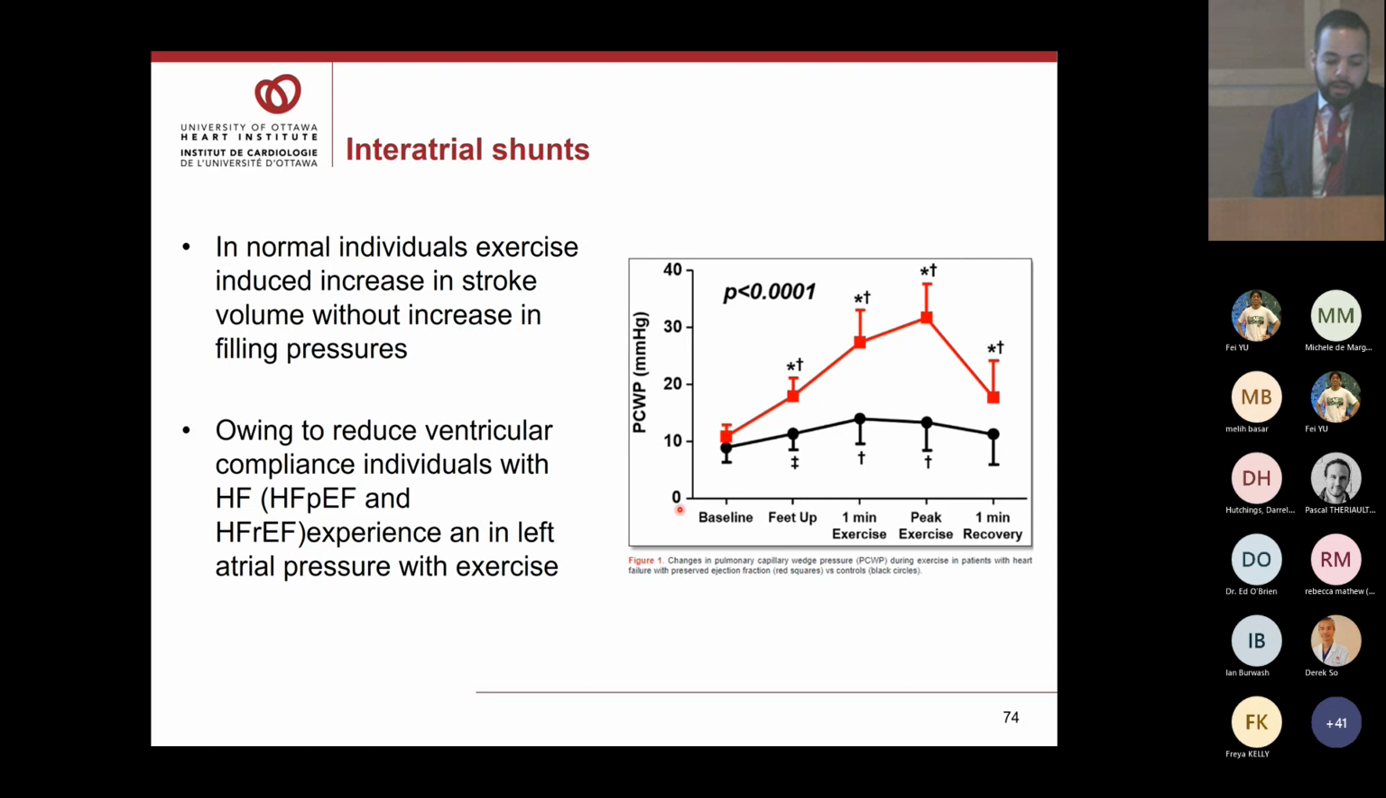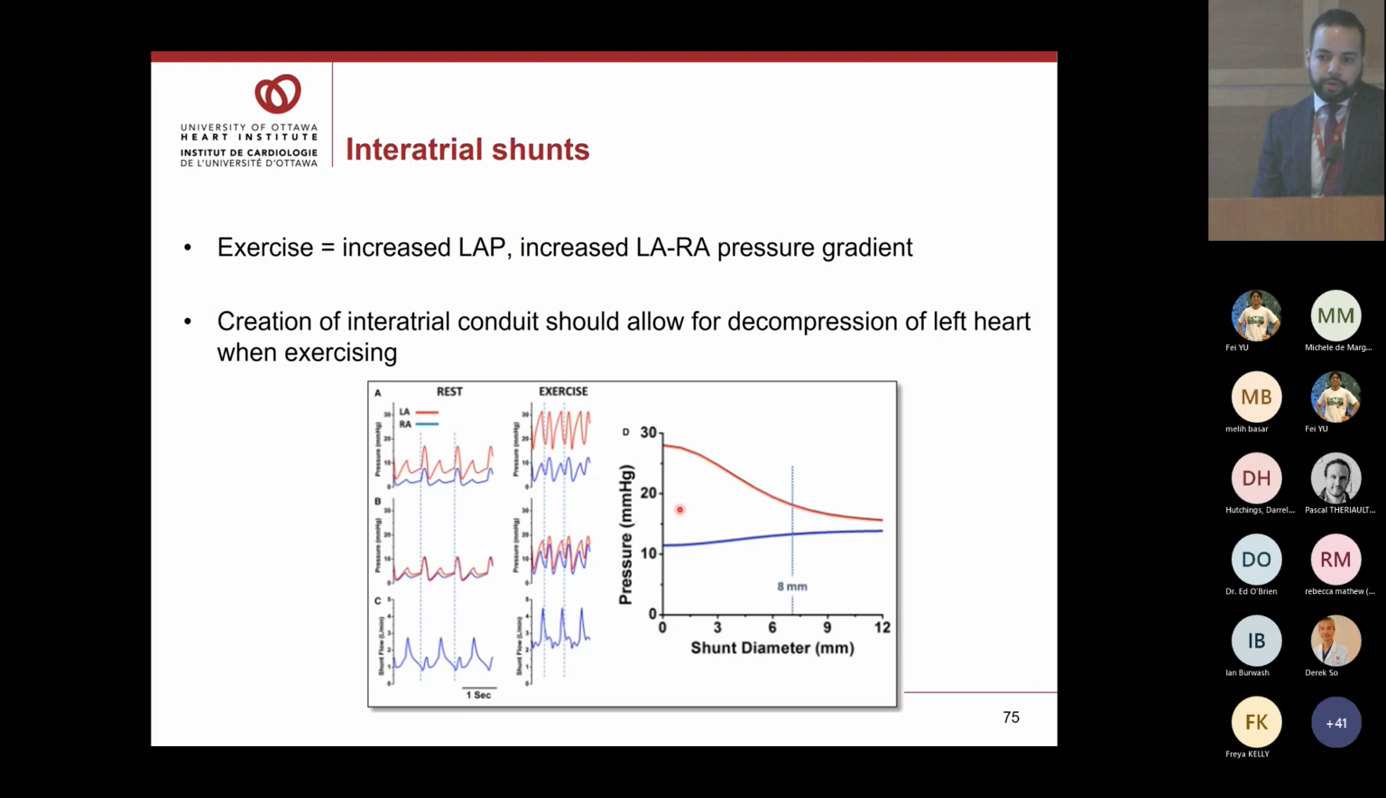And the idea is when you increase your left atrial pressure, you increase your left atrial to right atrial pressure gradient. So creating an interatrial conduit should allow for decompression of the left heart when you exercise. So you trade off high left atrial pressures for high right atrial pressures, and there's this idea that that improves symptoms. And this is an interesting computational model that they did prior to the CORVIA study, where they used this model to assess what size of shunt would have the biggest impact on the pressure gradient from left atrium to right atrium, and that's how they ended up with their 8 millimeter device. And I'll go through that in a little bit.